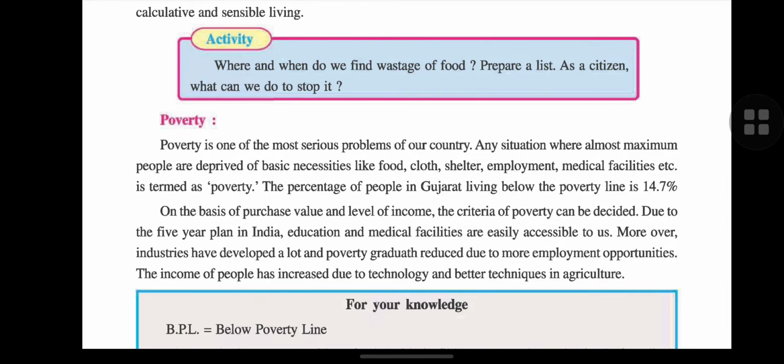Moreover, industries have developed a lot and poverty reduced due to the employment opportunities. The income of the people has increased due to the technology and better techniques in agriculture.